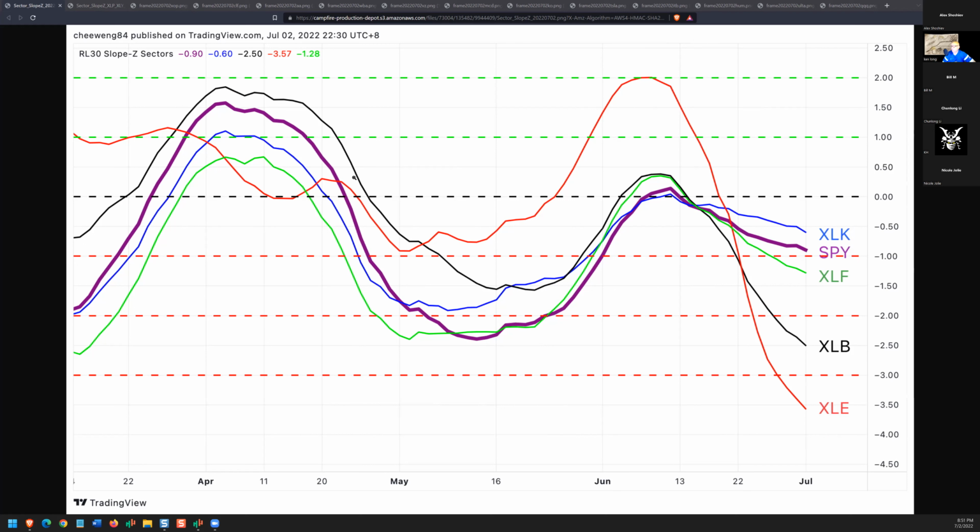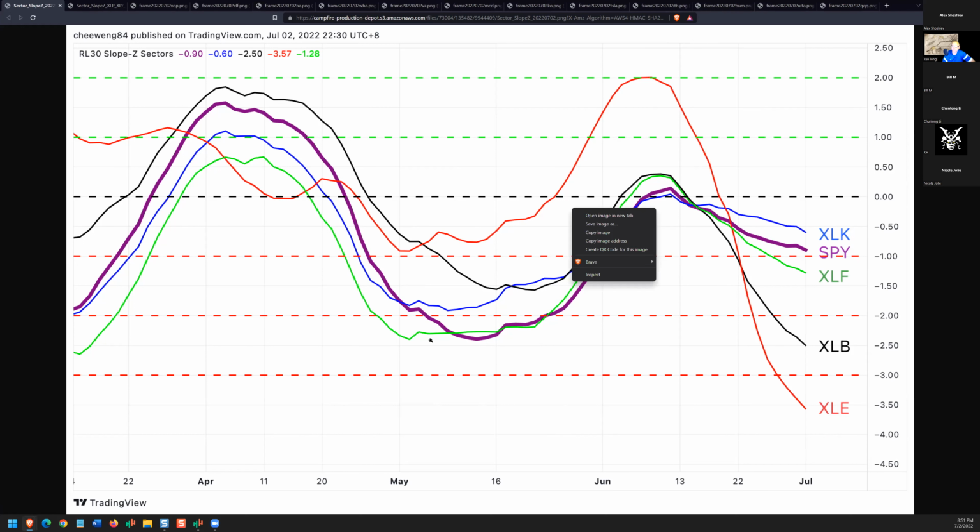What makes materials so useful is that it is such a small segment of the S&P that a little bit of price action in there can really move it around a lot, because there's not as many companies as there are in market cap as there are in tech.